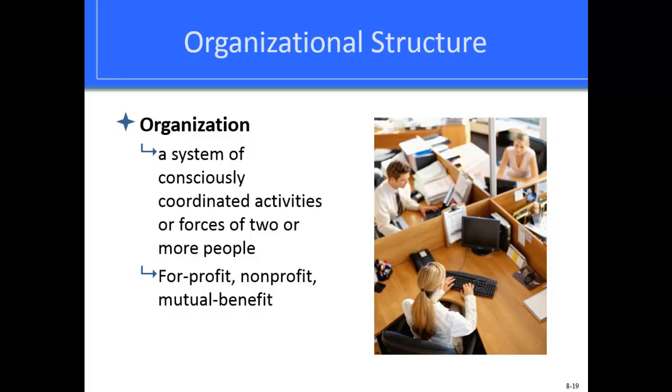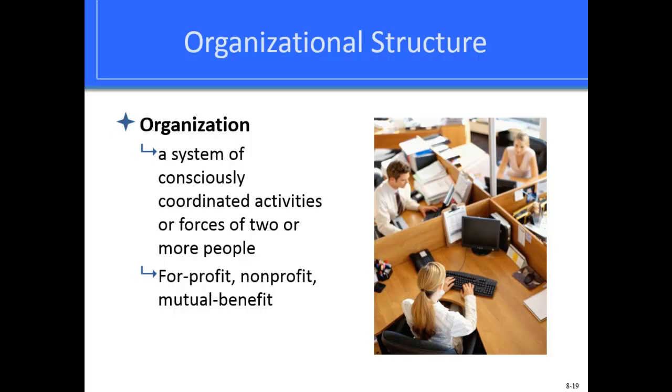Now we'll briefly talk about Section 8.3, which is the organizational structure. An organization is a system of consciously coordinated activities or forces of two or more people. There are three types of organizations classified according to the three different purposes for which they are formed. And we've talked about these before: for-profit, non-profit, and mutual benefit.